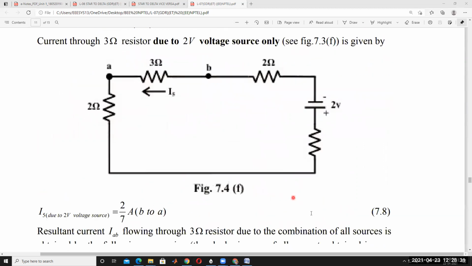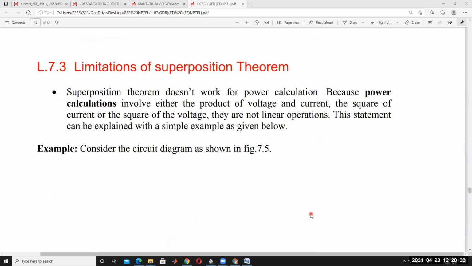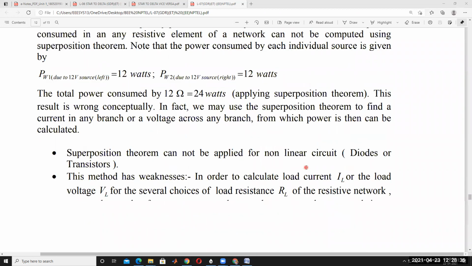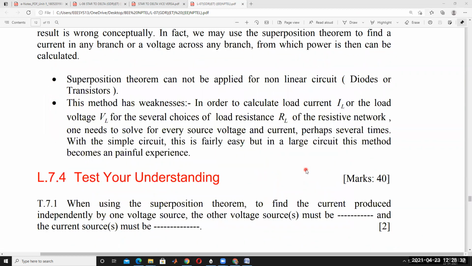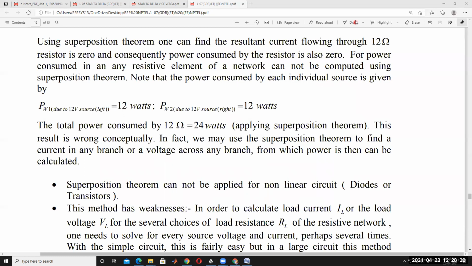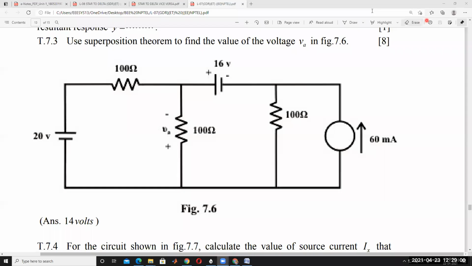Power calculation is not suitable, so these are the limitations of superposition. Okay, these are the limitations of using the superposition theorem. Find voltage VA here. Here there are 2 voltage sources and one current source.